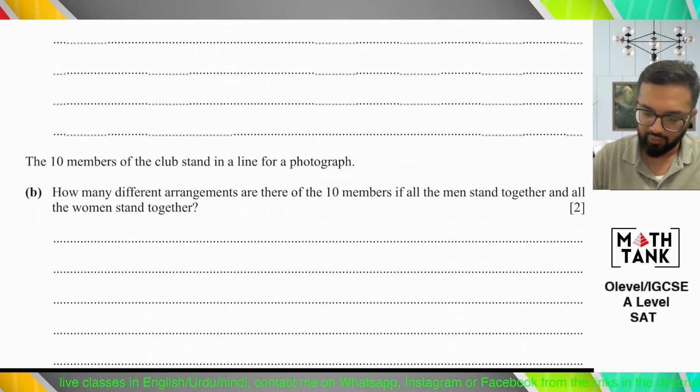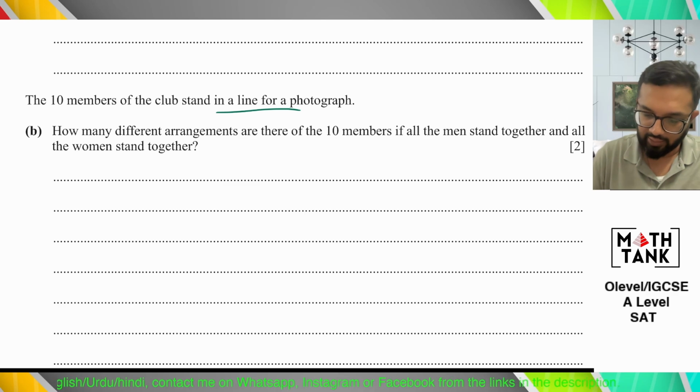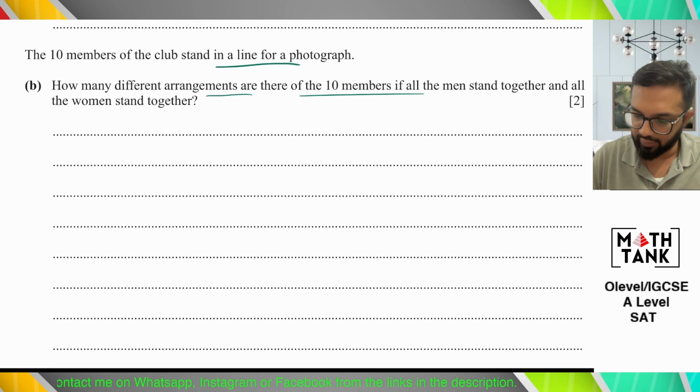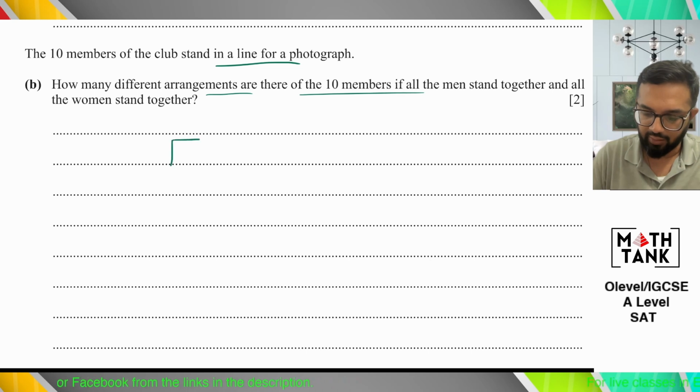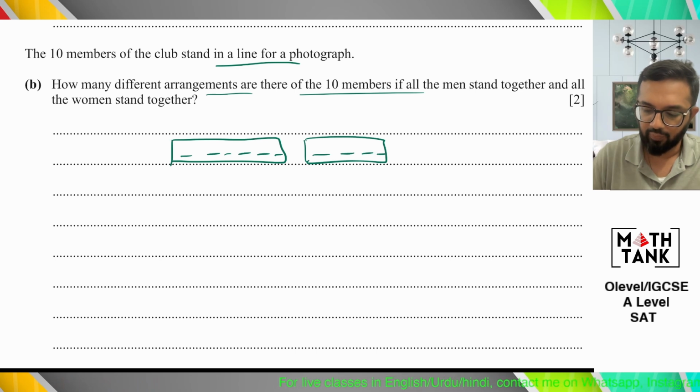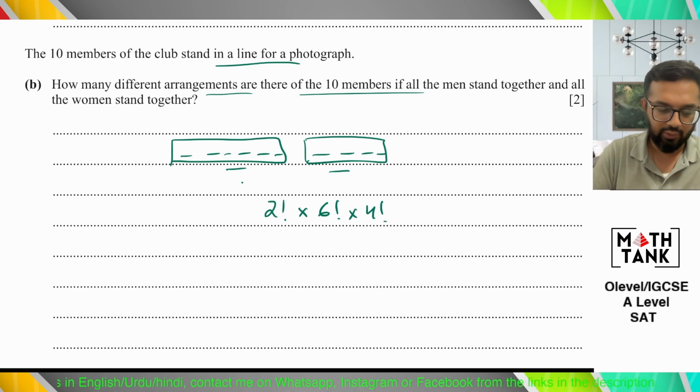10 members stand in a straight line. How many different arrangements are there if all the men stand together and all the women stand together? There are 6 men and 4 women. So that's 2 boxes, so 2 factorial, and inside the boxes 6 factorial into 4 factorial.